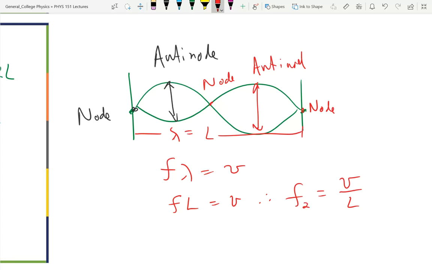Wait, why is it 1 again? It's 1 because the distance for a wave to completely repeat is called the wavelength. Okay.